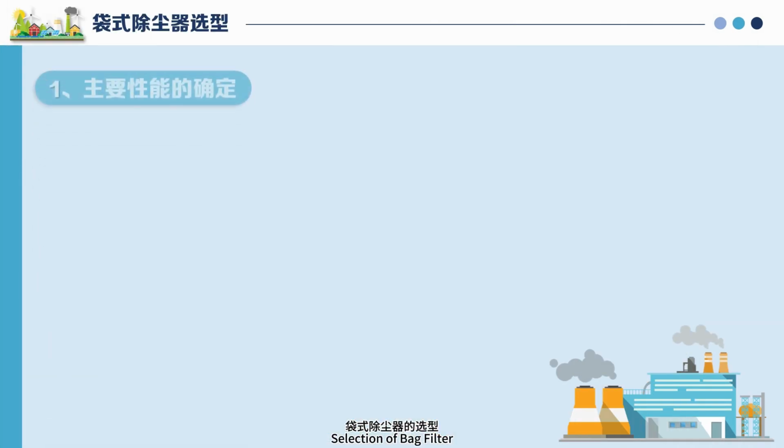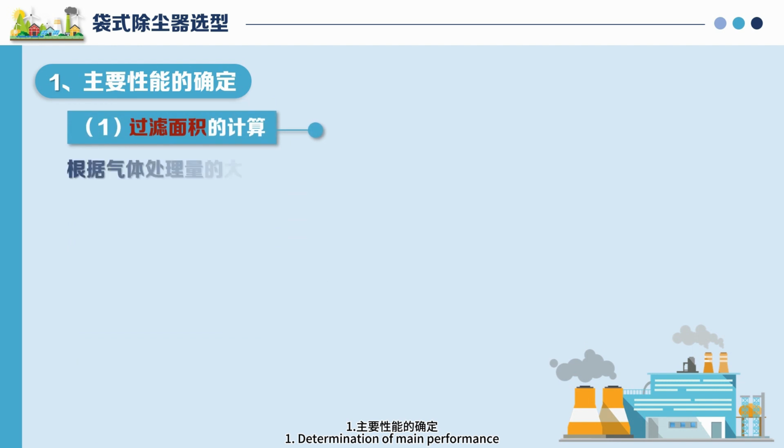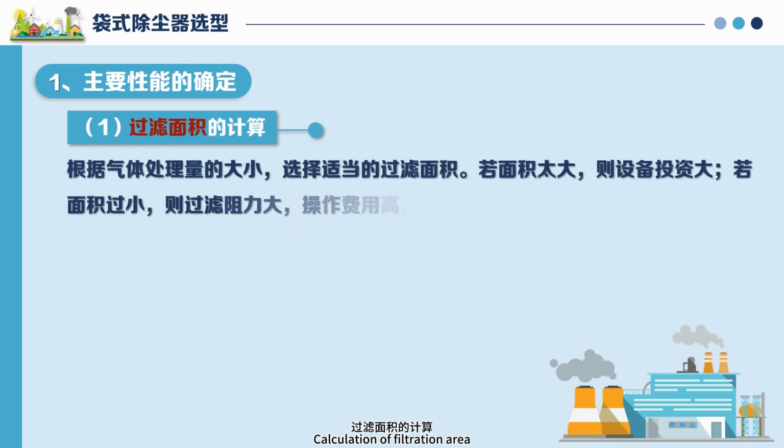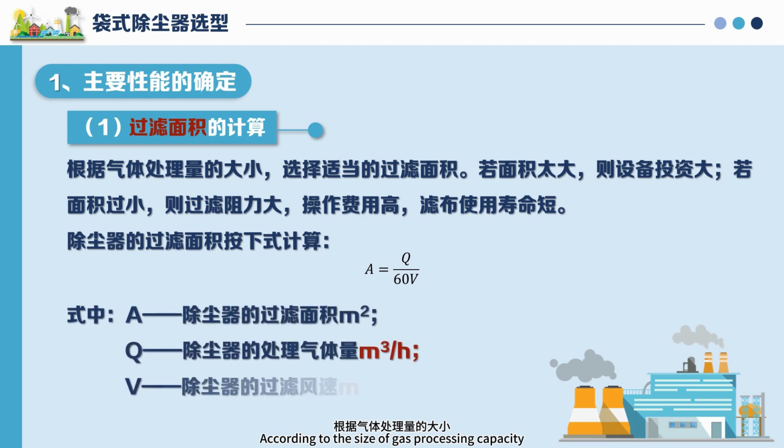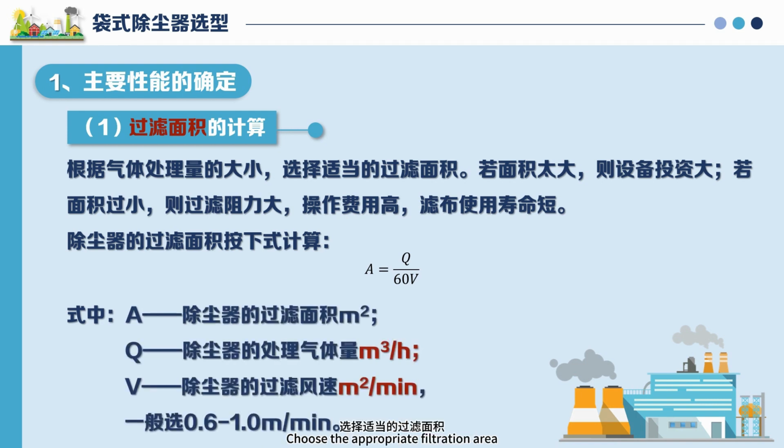Selection of bag filter. 1. Determination of main performance. Calculation of filtration area. According to the size of the gas processing capacity, choose the appropriate filtration area. If the area is too large, the equipment investment is high. If the area is too small, the filtration resistance is high, operating costs are high, and the service life of the filter cloth is short. The filter area of the dust collector can be calculated according to the following equation.